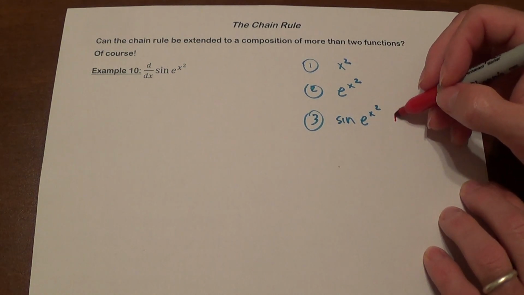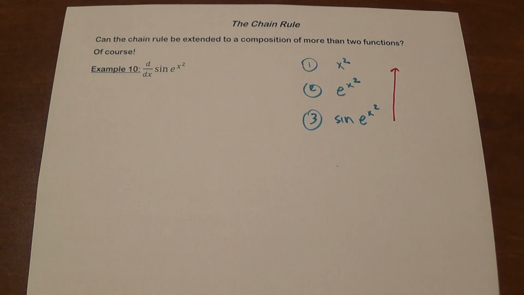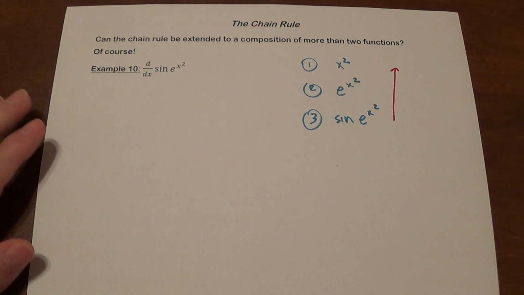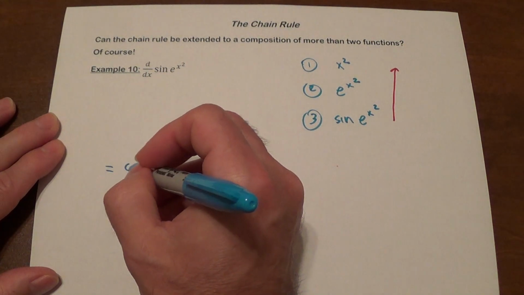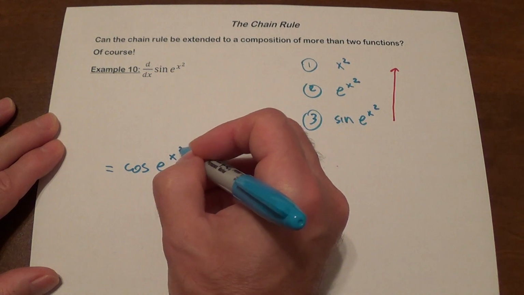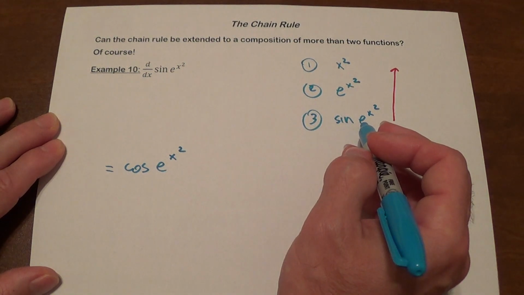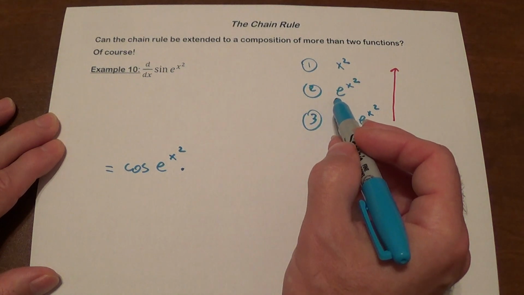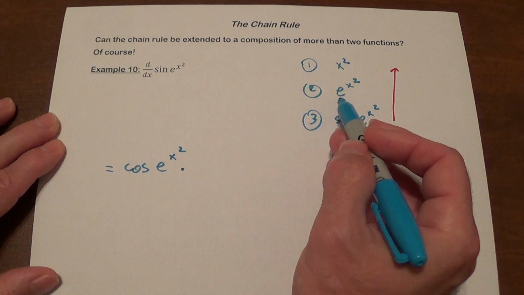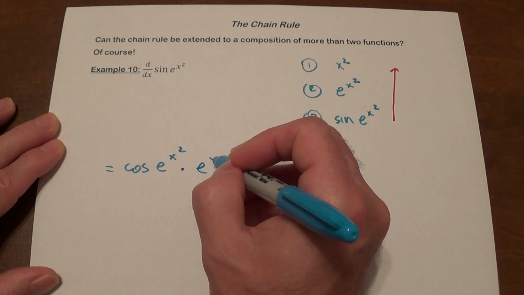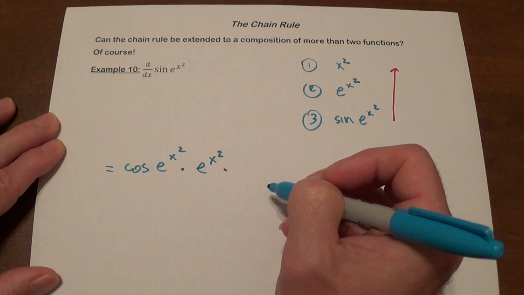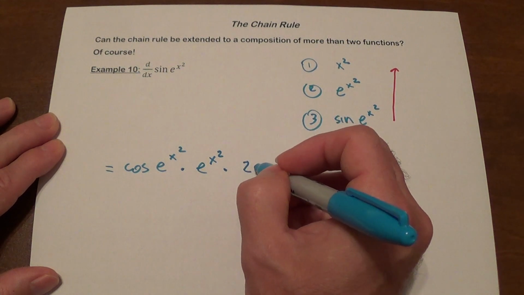I hope you noticed we were working backwards. The order of operations tells us to start inside and work your way out. When you differentiate using the chain rule, you start outside and work your way in. That means we're going to find the derivative of sine first. The derivative of sine is cosine of e to the x squared. Whatever you have there, you copy that. Times the derivative of e to the x squared, but just e, that's all we worry about. It's e to the power x squared times the derivative of x squared, which is 2x.